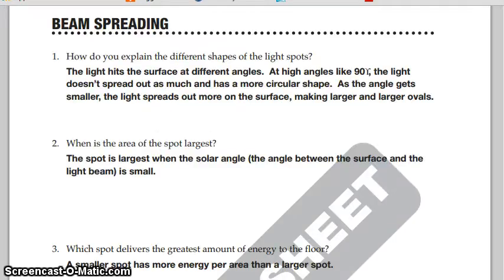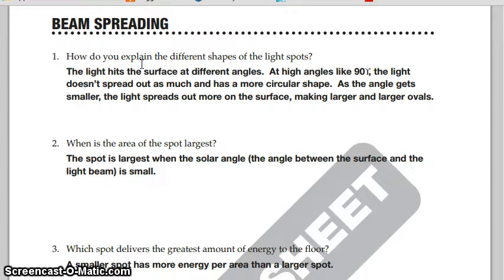In class, we looked at this worksheet for beam spreading, where we shine the flashlight on the board, and we talked about how the solar angle and beam spreading have an effect. So with this one, how do we explain the different shapes of the spotlights? Well, when we shine the light straight on the chalkboard, it was at 90 degrees, and it didn't spread out much. It was a very circular shape.